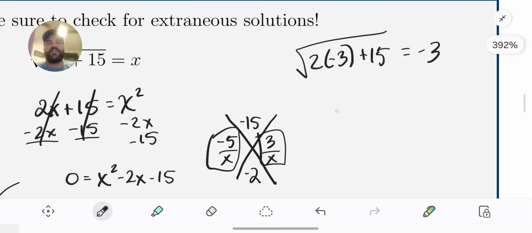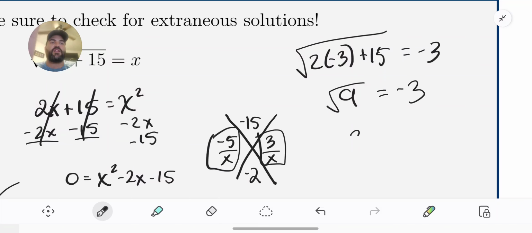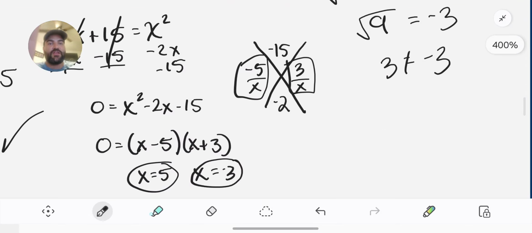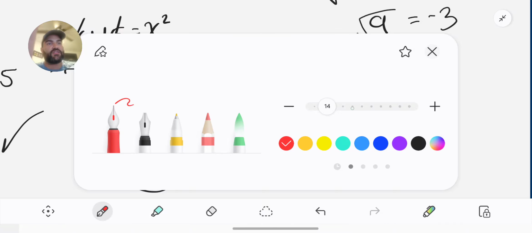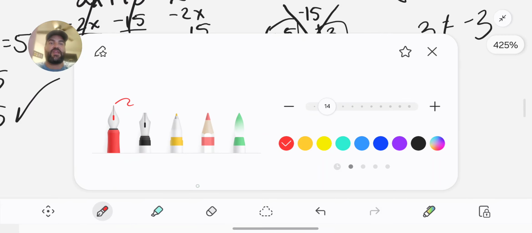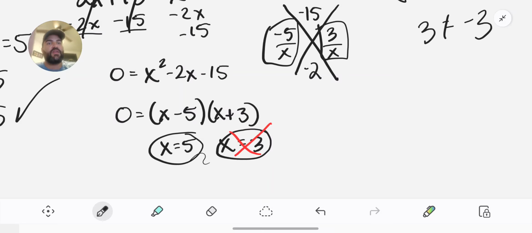So, I plugged in the negative 3. I'm going to do my math. 2 times negative 3, negative 6. Negative 6 plus 15 is 9. Square root of 9 is 3. Do those equal? They do not. X equals negative 3 is known as an extraneous solution. You would not put it as your answer. The answer is just x equals 5.